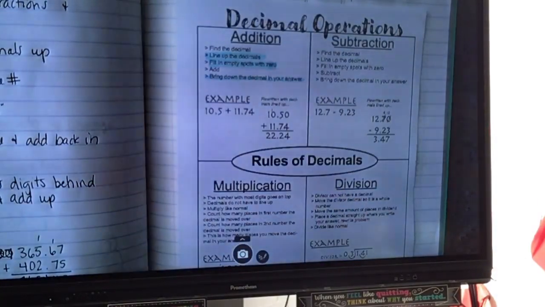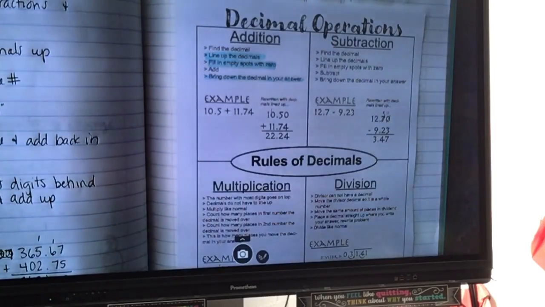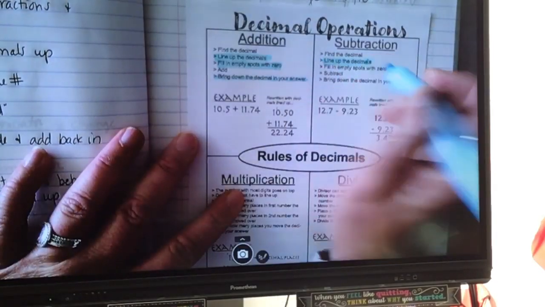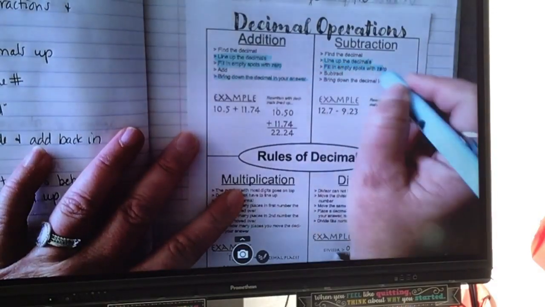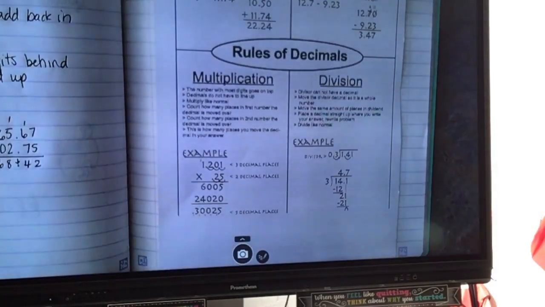All right, so subtracting, it's actually the same. So do we want to highlight the same things? The line up the decimal, the fill in the empty space with zero, and then bring down in your answer? You want to highlight those? Yes, it's your notes, guys. It's not for me, it's for you. All right, slide down to multiplying or multiplication.